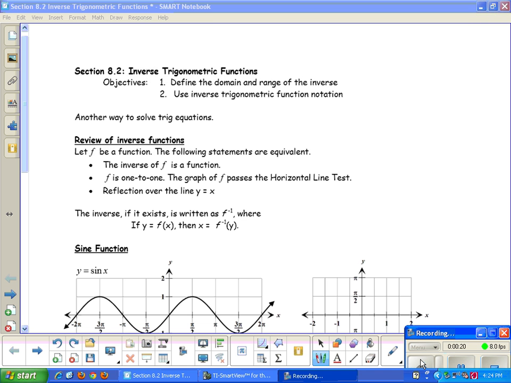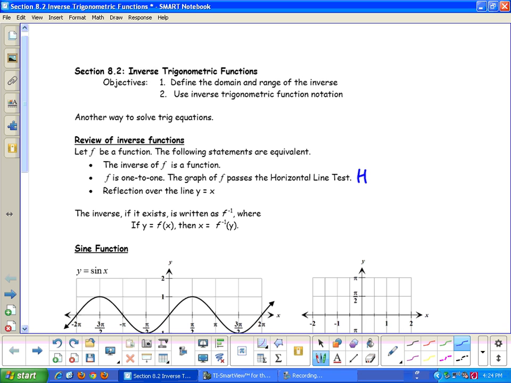A review of inverse functions. In order to have an inverse that is a function, we need our original function f to be a function. If that's true, then the following statements are equivalent. The inverse of f is a function. f would then have to be one-to-one, or we say one-to-one correspondence. And remember, for something to have a one-to-one correspondence, the graph of f would have to pass the horizontal line test, which I always abbreviate HLT.